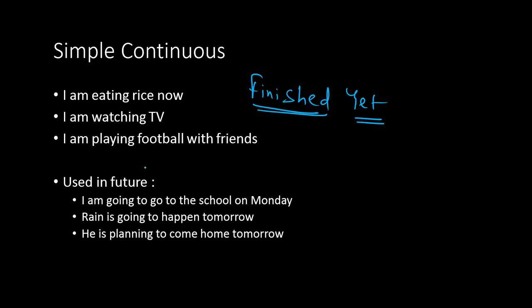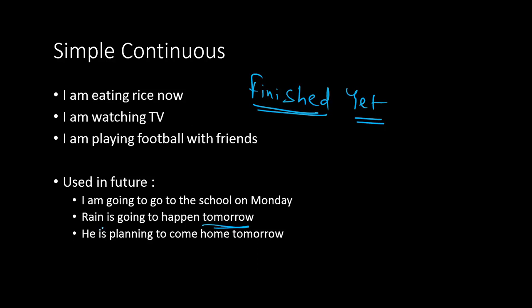It's a very special case we need to keep in mind. But we also go to school on Monday. So Monday is going to come in future and I am going to go to school. That we can say in simple continuous form, but that will mean in future. Okay. So I am going to go to school is a simple continuous statement, but it is used for future. Rain is going to happen tomorrow. So tomorrow is future, but we are using a simple continuous statement to talk about future.